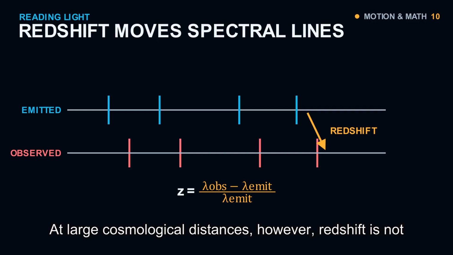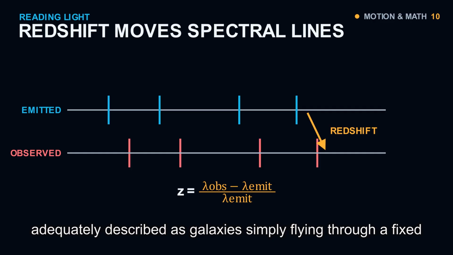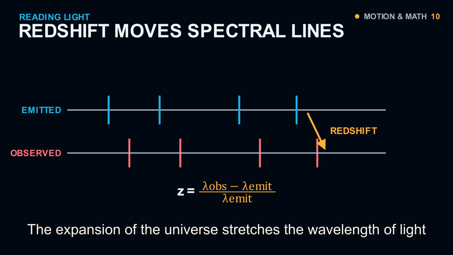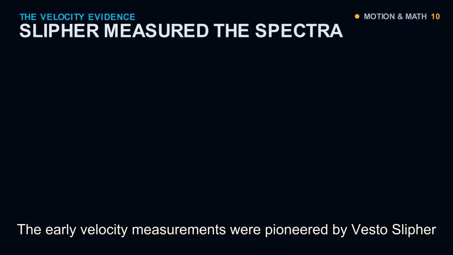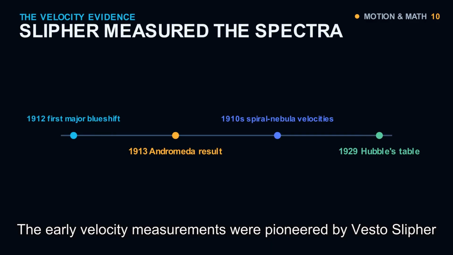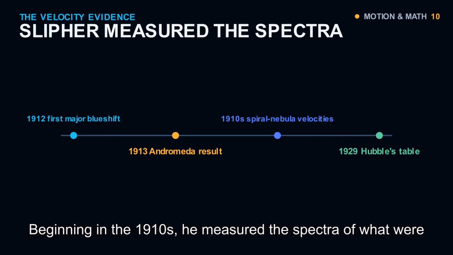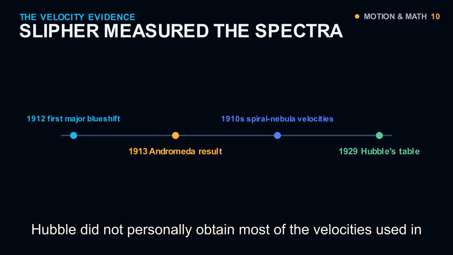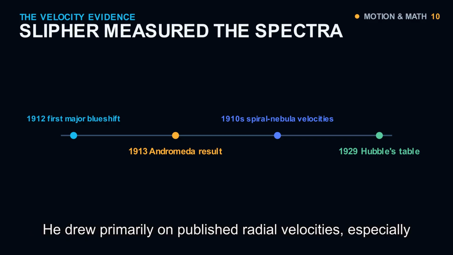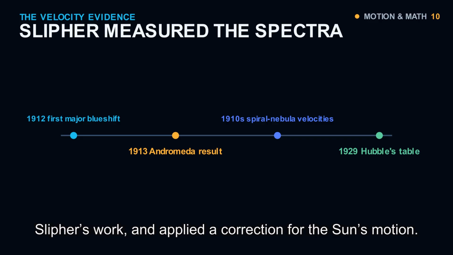At large cosmological distances, however, redshift is not adequately described as galaxies simply flying through a fixed arena. The expansion of the universe stretches the wavelength of light while the light travels through evolving spacetime. The early velocity measurements were pioneered by Slipher at Lowell Observatory. Beginning in the 1910s, he measured the spectra of what were then called spiral nebulae and found that most were redshifted. Hubble did not personally obtain most of the velocities used in his 1929 table. He drew primarily on published radial velocities, especially Slipher's work, and applied a correction for the sun's motion.